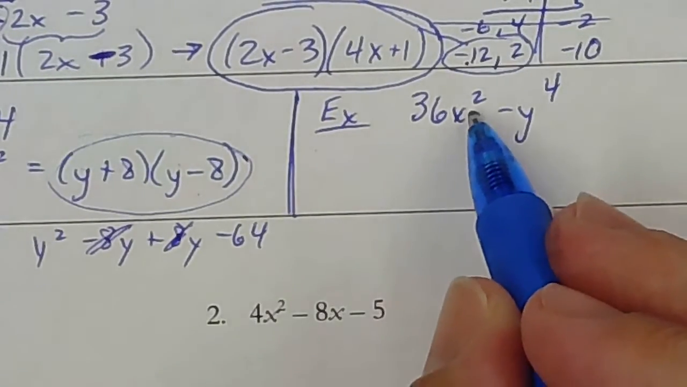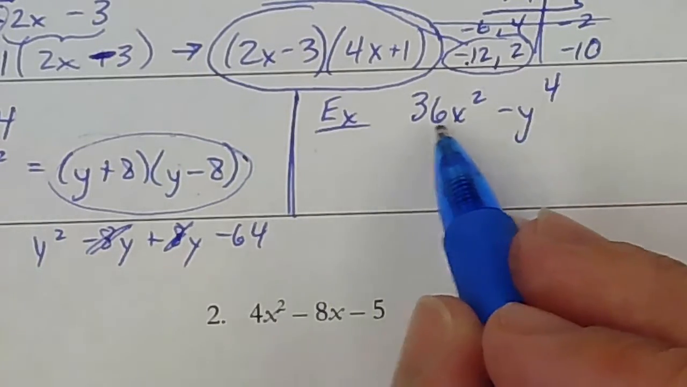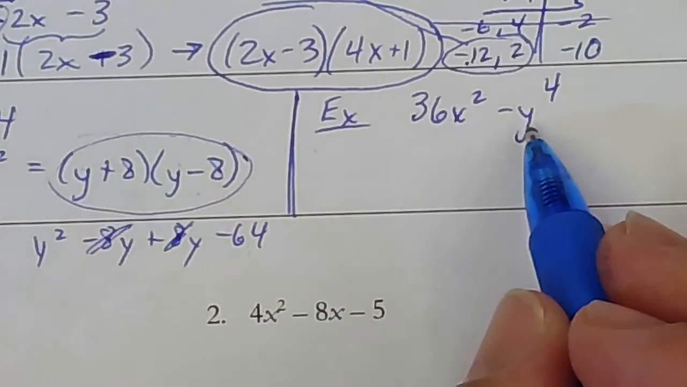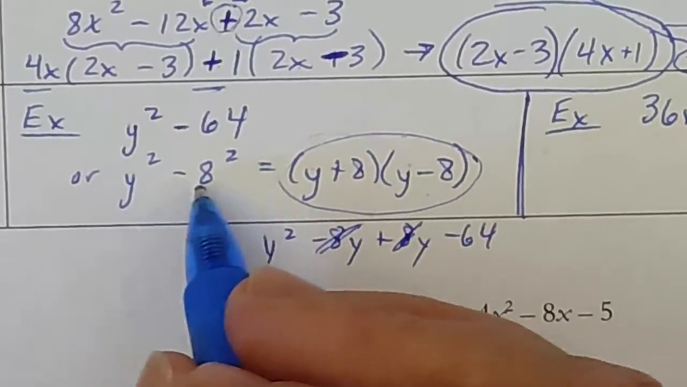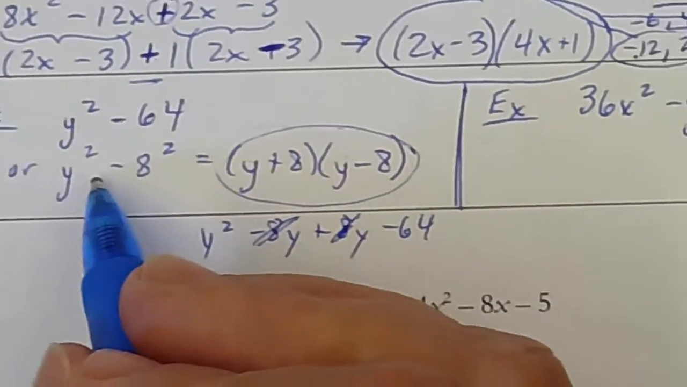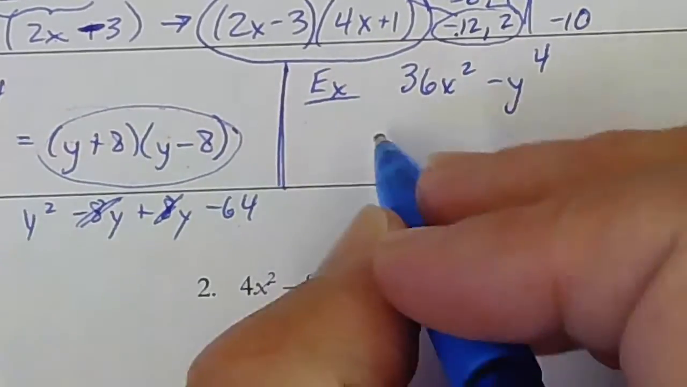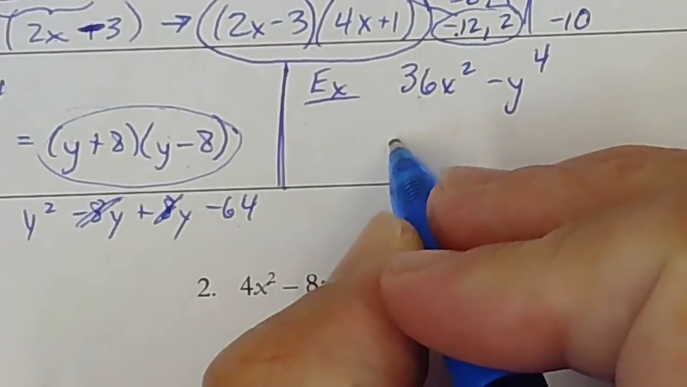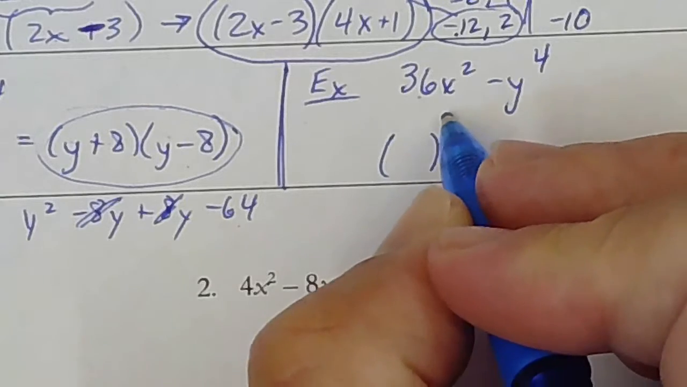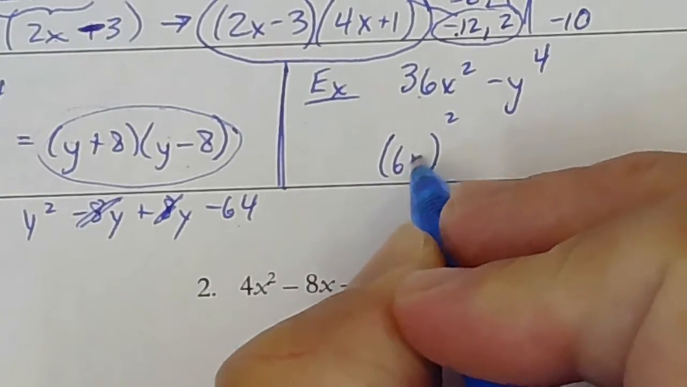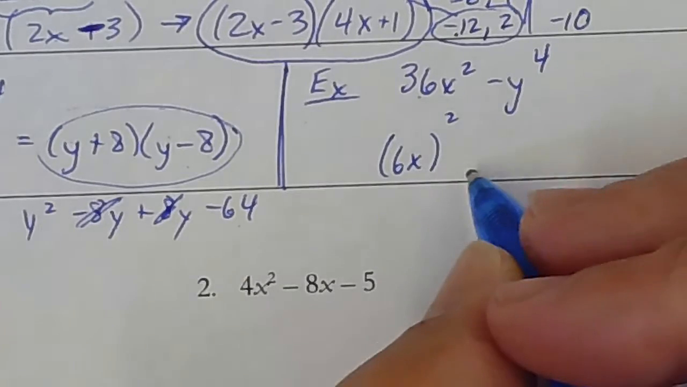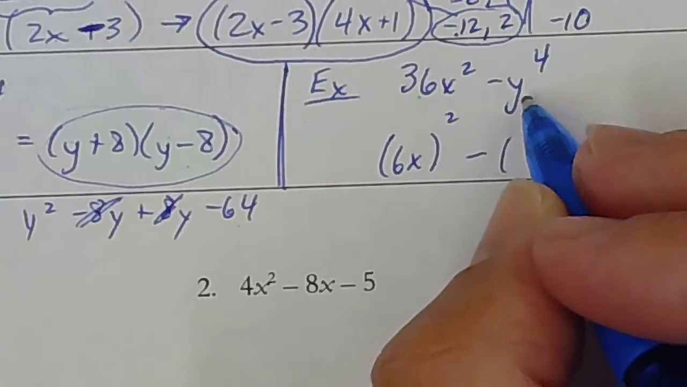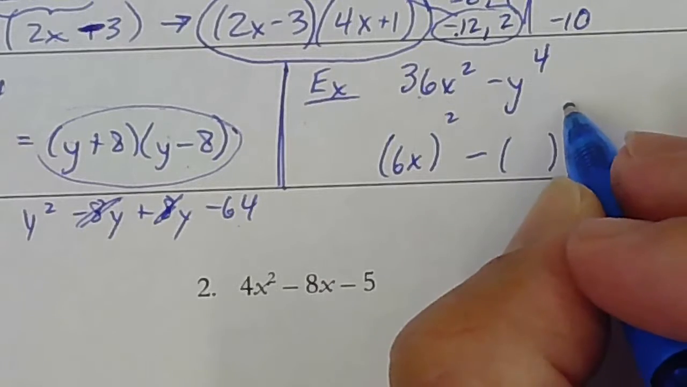All right, so 36x squared minus y to the fourth. This might be a little bit tougher to see the squares. So if it gets a little messy, I would definitely not overlook this step right here of writing it as a difference of two squares. So this is what I mean by that. How can I write 36x squared as something squared? Well, I'd need 6x in there, wouldn't I? How can I write y to the fourth as something squared?